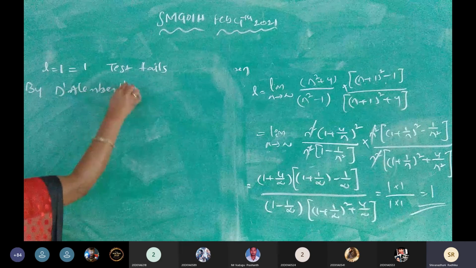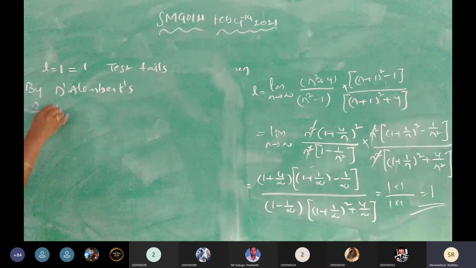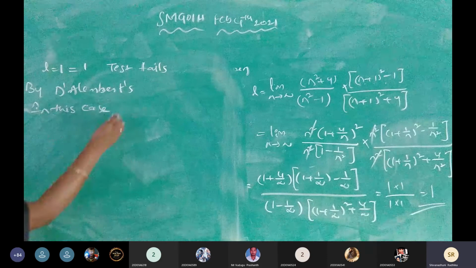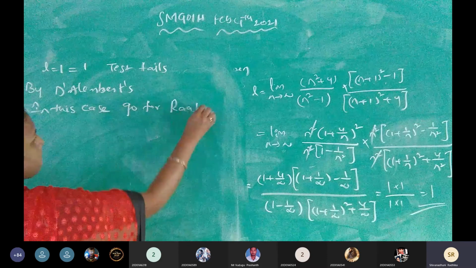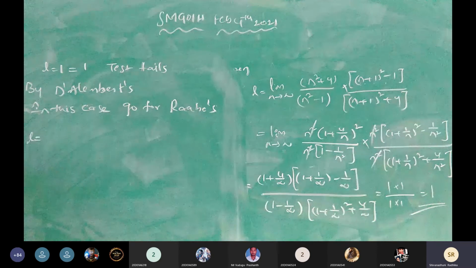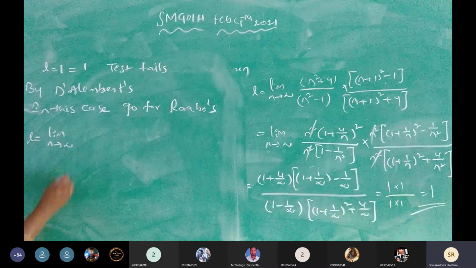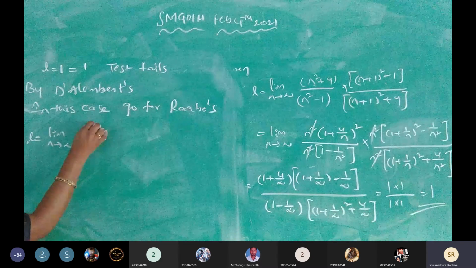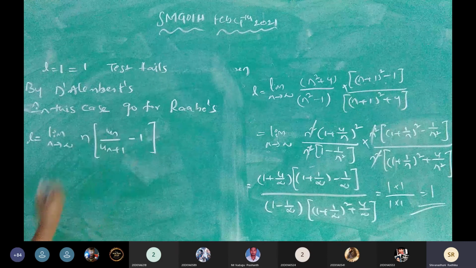Okay, now when the given D'Alembert test ratio fails, then we go for what, ma'am? Raabe's test. Now, what is Raabe's test? What is the L value? Limit n tends to infinity, n into (un by un plus 1 minus 1). It is clear? So that is the L value.